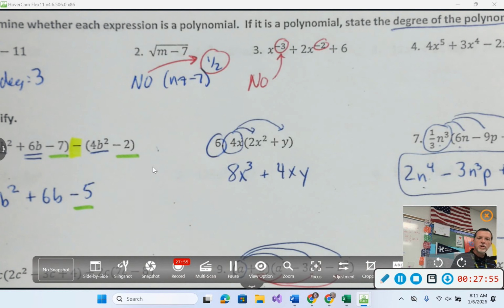Don't worry about the coefficients. Don't care about the number of terms. The highest power is 5. Elisa, which one did you ask for? 19. Oh yeah, that's kind of a tricky one.